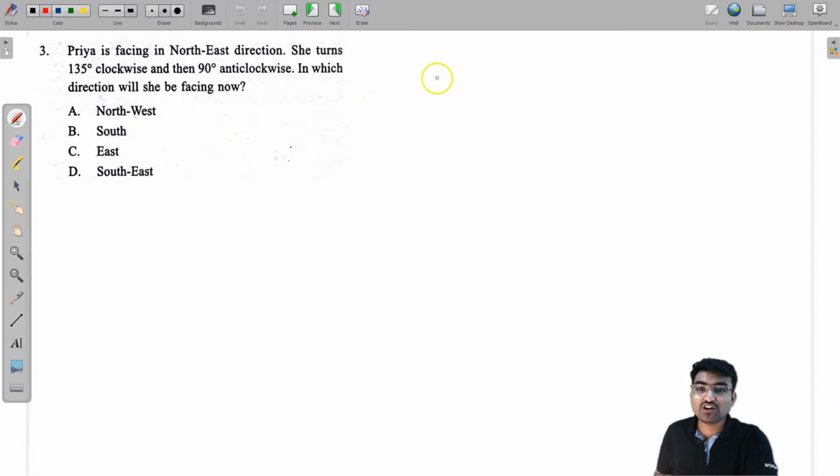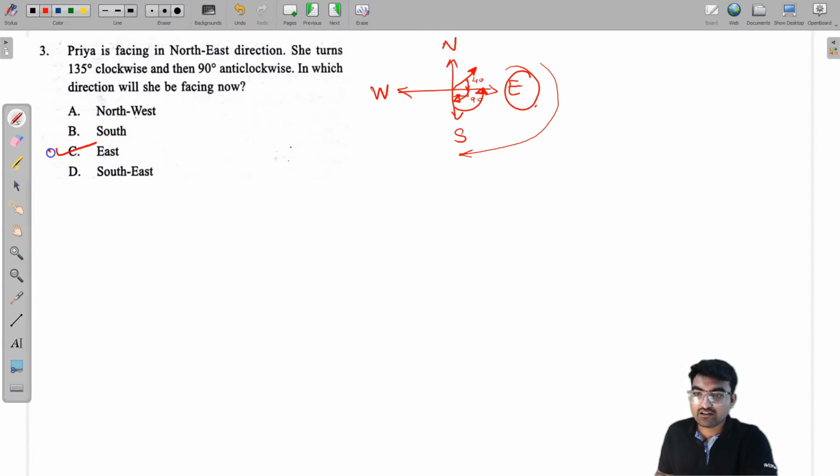Priya is facing northeast direction. First we'll just draw the direction, right? This is north, south, this will be east, this will be west, so this is northeast, right? She turns 135 degree clockwise. Clockwise is like this, right? So 135, this is 45 degree and this is 90 degree, correct? So this is 135 degree, she turned 135 degrees clockwise and then 90 degree anti-clockwise, correct? So in the end she is facing east again, right? So that is option number C.